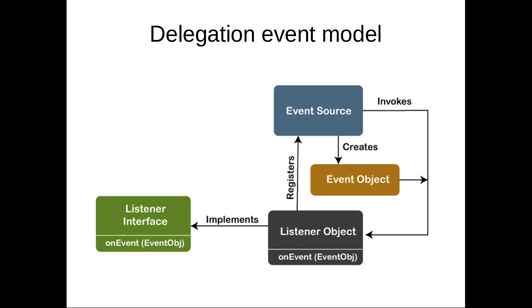Delegation event model means you have a number of sources for generating events. For example, suppose that you have a mouse and the mouse is generating an event like clicking the mouse. Other events generated by the mouse are dragging the mouse, double clicking, or scrolling. So a number of operations are done by the mouse, and the mouse is a source of event generation. Another one is the keyboard.